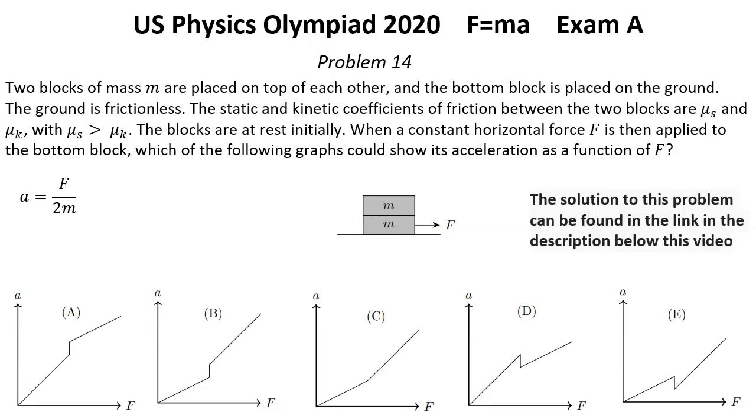The equation for this acceleration is this one, and we can see that the slope is twice as great as in the first case. If we check all 5 graphs, we can see that only graph B is the correct answer. That was the solution for problem number 14.